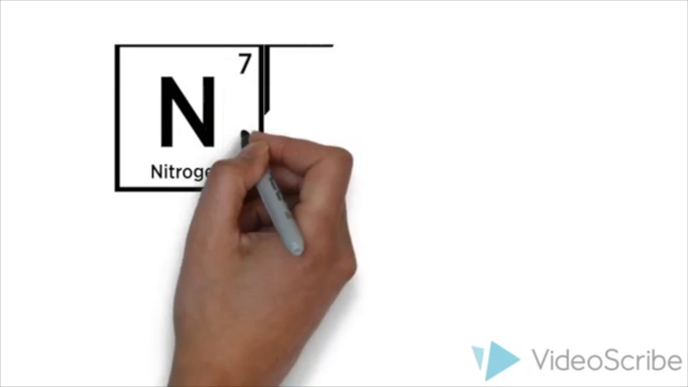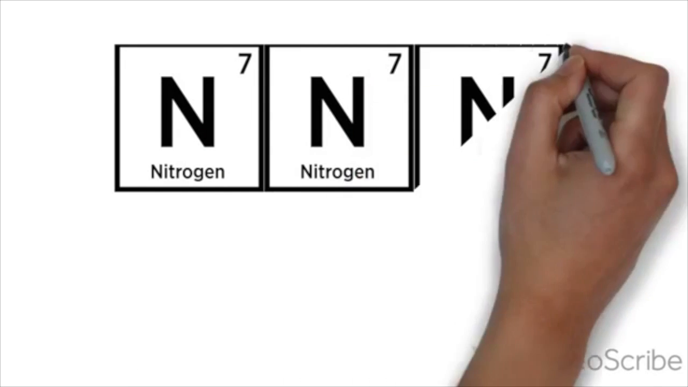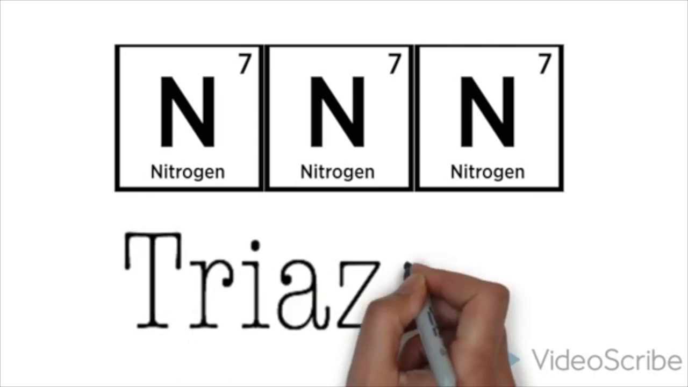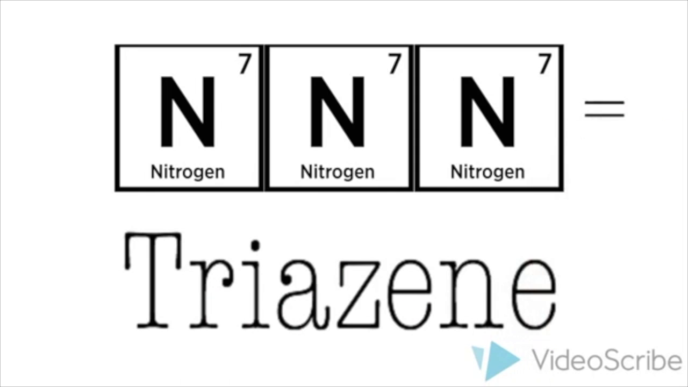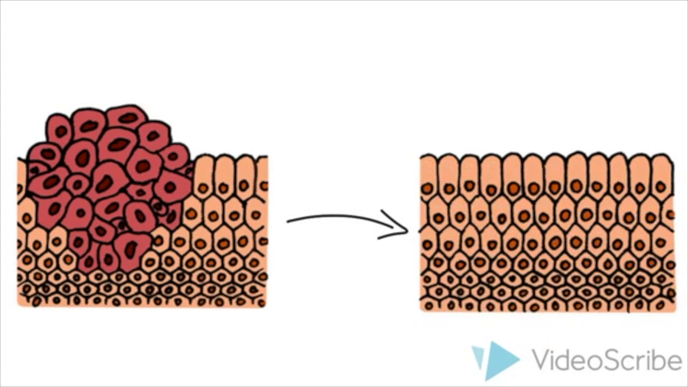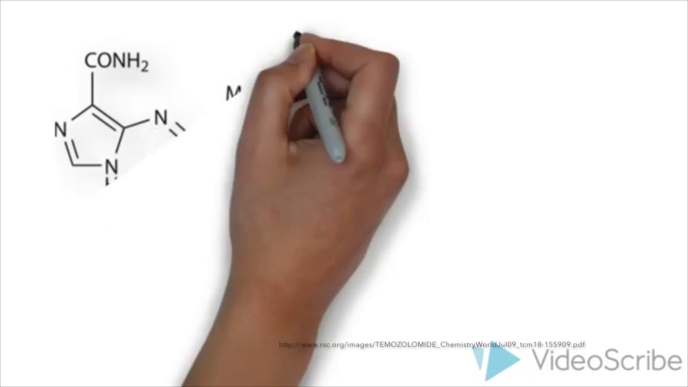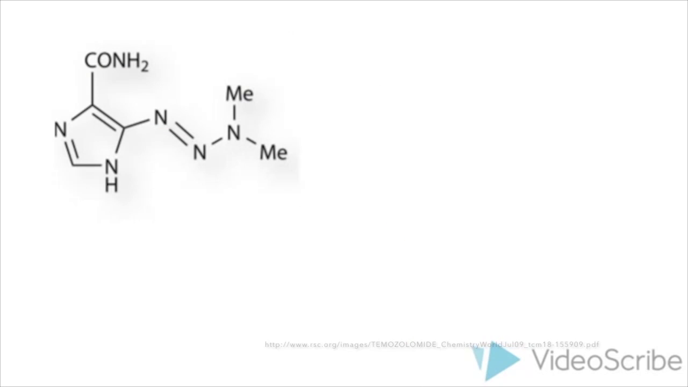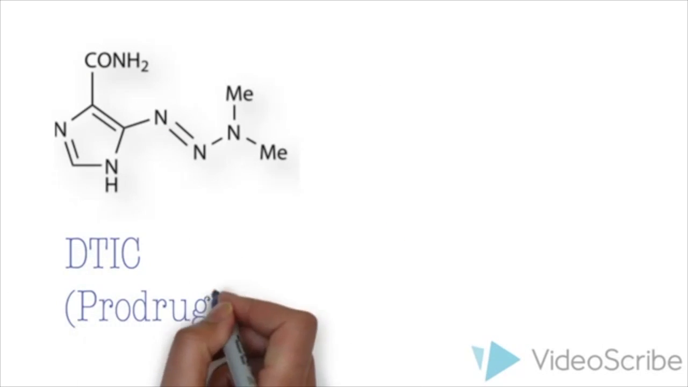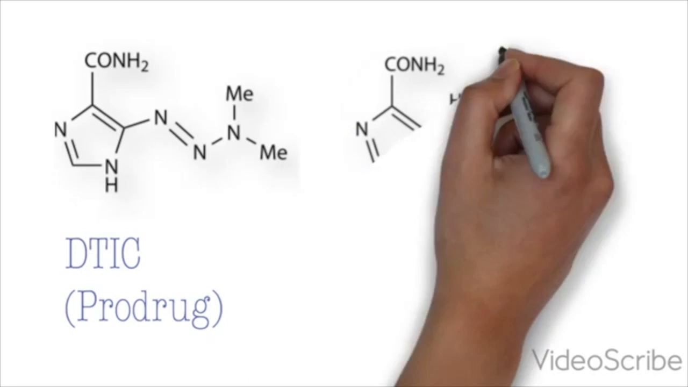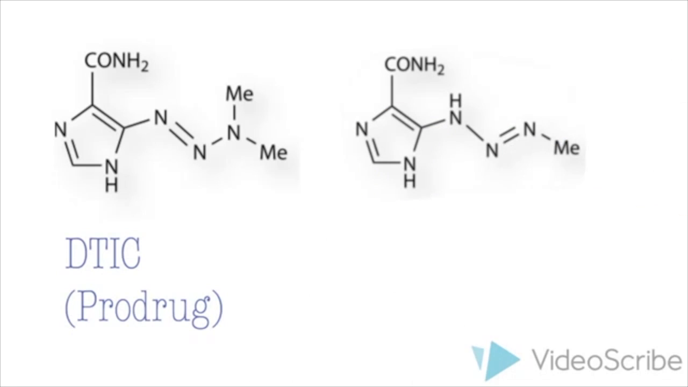In 1970, it was recognized that some molecules with a linear chain of 3 nitrogens, called triazines, seemed to have anti-tumor activity. A triazine called DTIC was already on the market against malignant melanoma. It is the prodrug forming the alkylating agent MTIC.